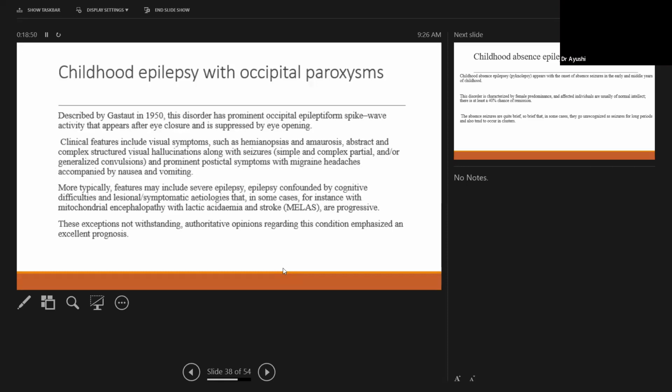vomiting. More typically, features may include severe epilepsy, epilepsy confounded by cognitive difficulties, and lesional or symptomatic etiologies that in some cases, for instance, with mitochondrial encephalopathy with lactic acidemia and stroke, are progressive. These exceptions notwithstanding, usually this condition is characterized by an excellent prognosis.